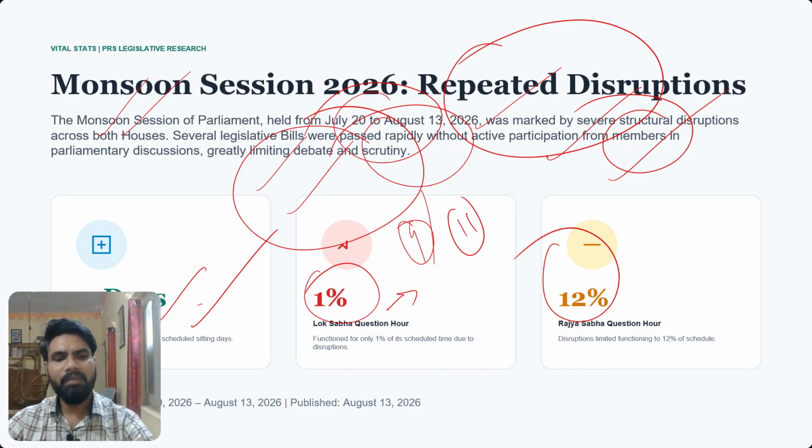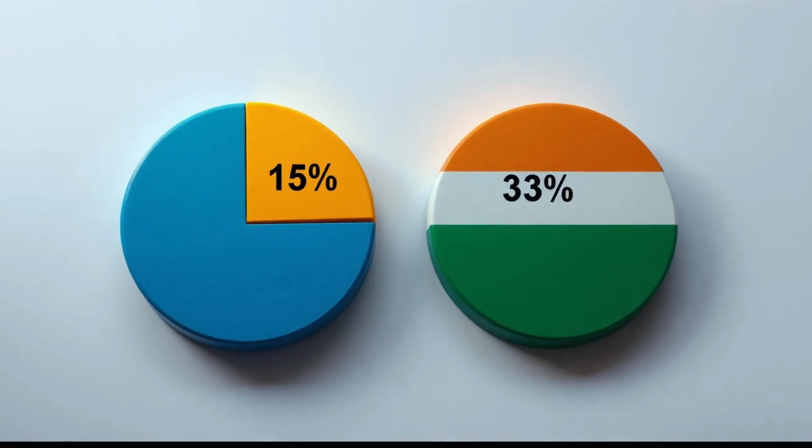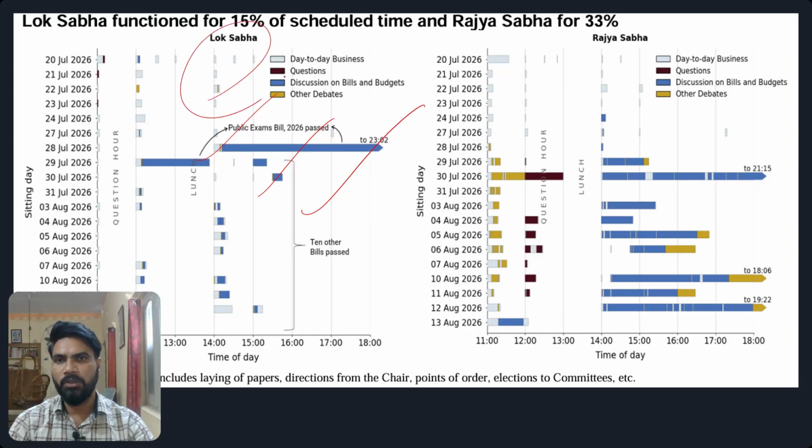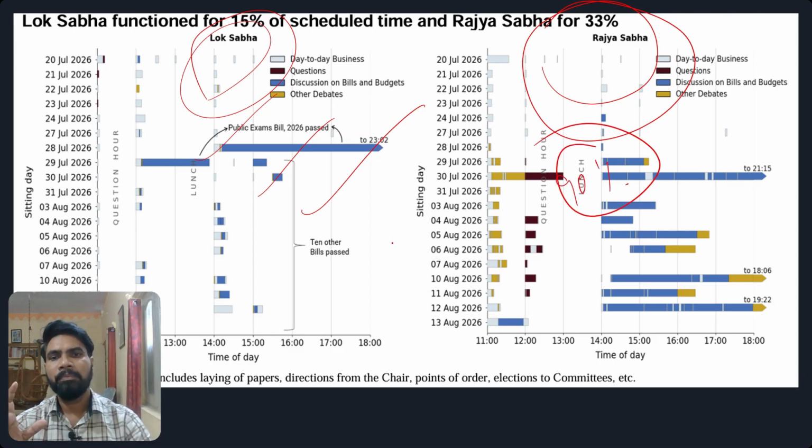PRS Legislative Research tried to show in a graphical manner how the Parliament functioned. Lok Sabha functioned for just 15% of the scheduled time, whereas Rajya Sabha performed a little better, at 33%. But still, I would not say it's good. At least the functioning should be 90%. Then you can say they have functioned reasonably.